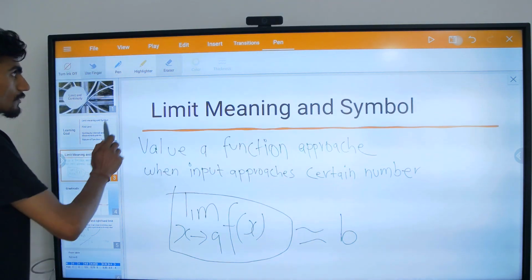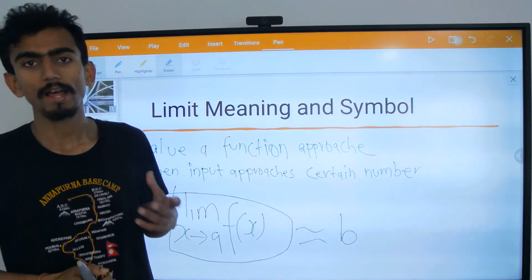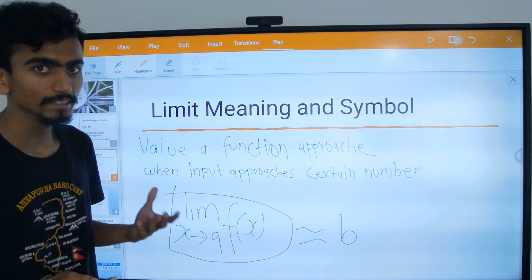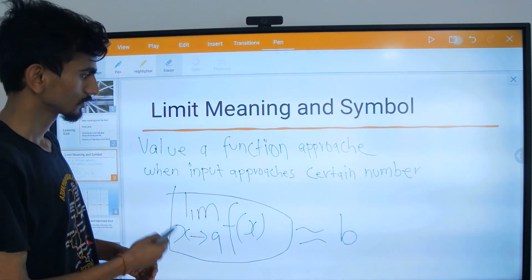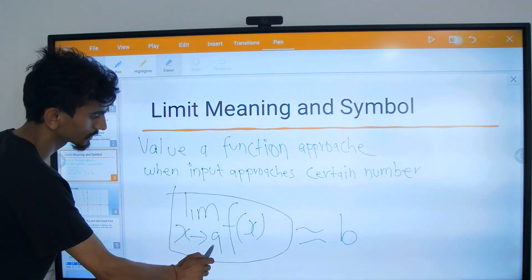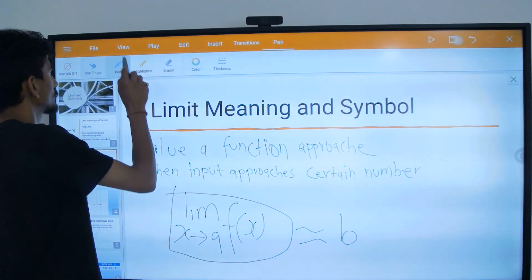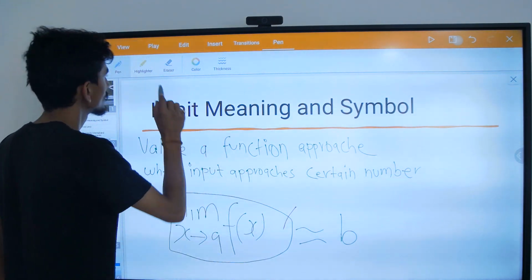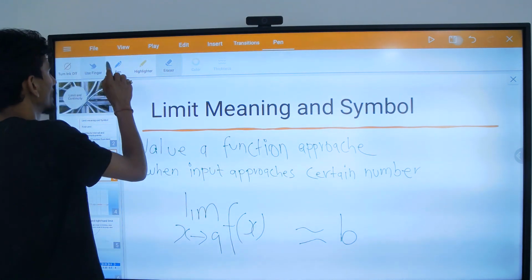So, getting to the first topic, what is limit? Limit of a function is the value that the function approaches or gets close to when the input to that function gets close to a certain number, which is represented by limit x tends to a of f(x). If this is equal to b, we say b is the limit of function f(x) when x tends to a.